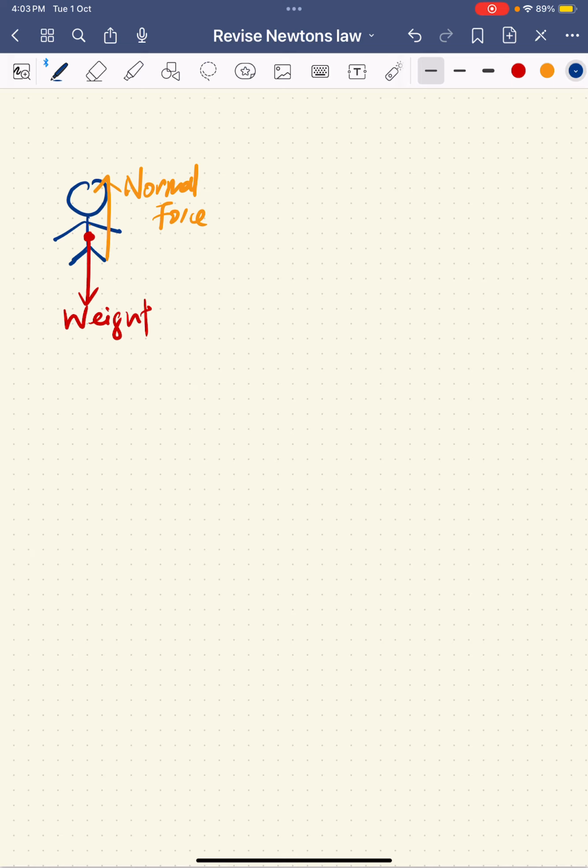Let's talk about the same man. If I tie him up to a rope, and then tie the rope to the ceiling, then for this person, the forces acting on him: I will still have the weight, pulling him downwards by Earth, and I will still have the normal reaction force by the ground. But now I also have a third force, which is the tension in the rope, that is supporting him, pulling him upwards.